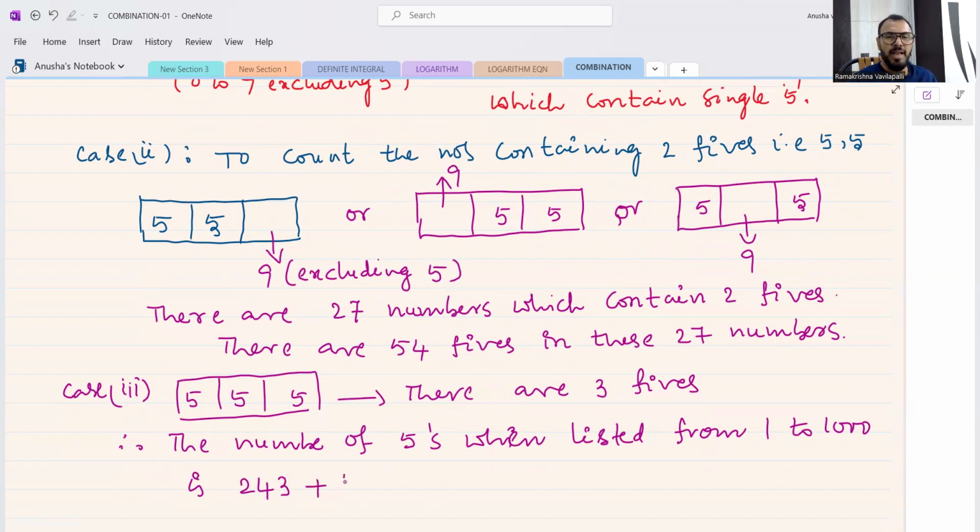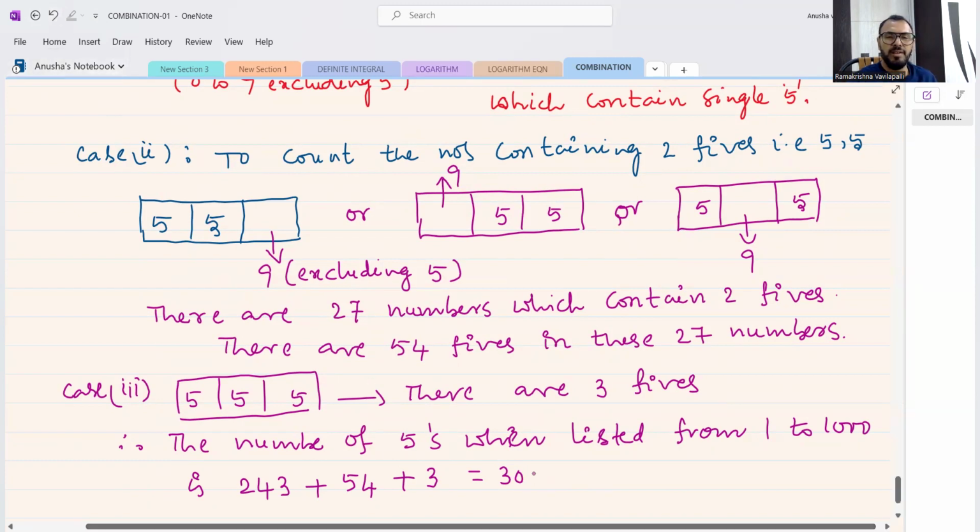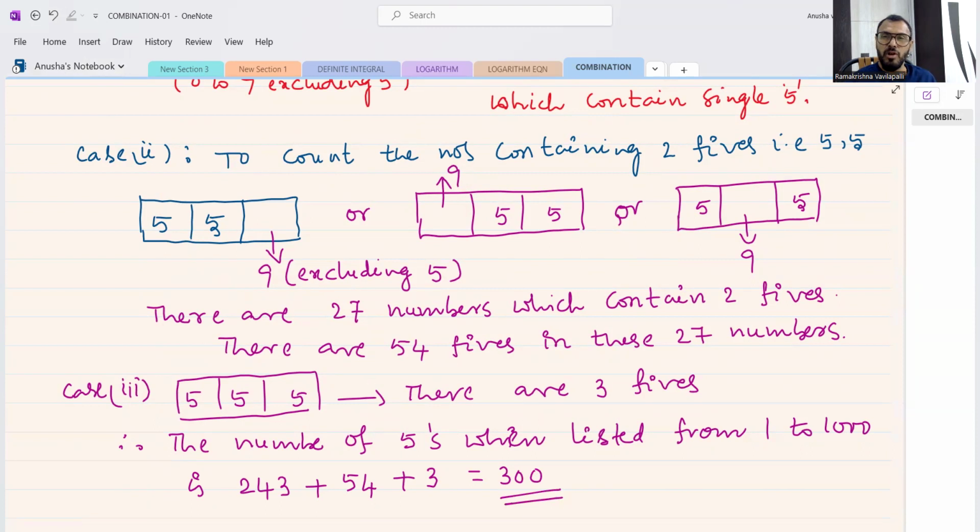And there are 54 5s in the numbers containing two 5s, meaning 27 numbers. Plus, there is only one number which contains three 5s. This is equal to 300. That's equal to 300. Whether you count 1s or 2s or 3s or 4s, you will get the same number.